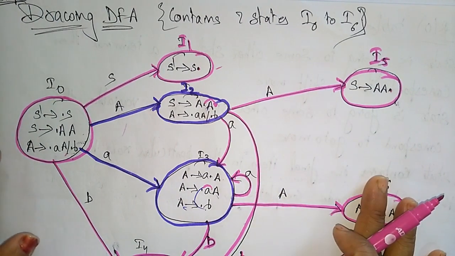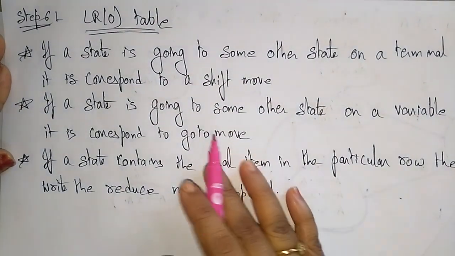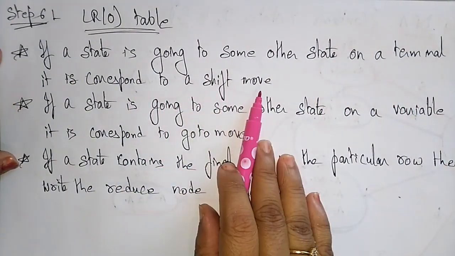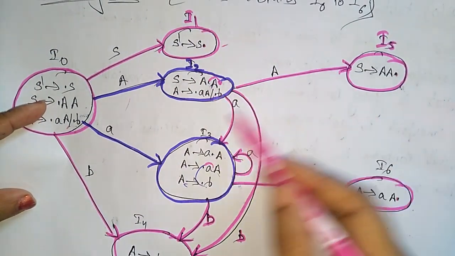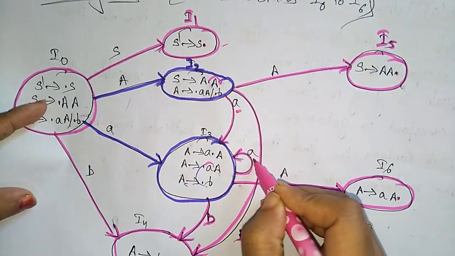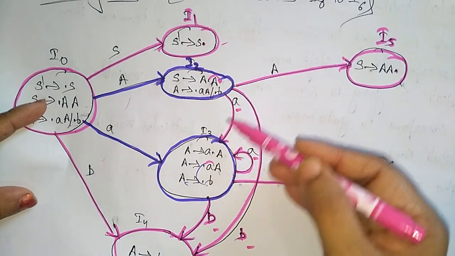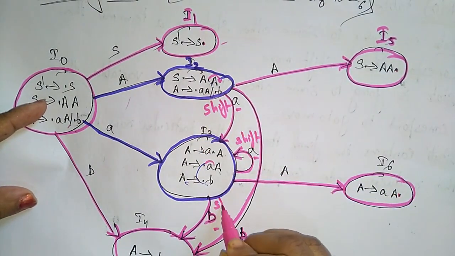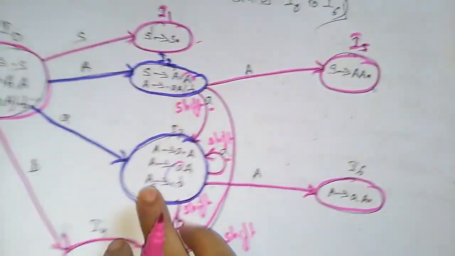Okay, now let's see the next step, the construction of the LR0 parsing table. So in the LR0 parsing table, if a state is going to some other state on a terminal, then it corresponds to a shift move. What it means? The state is going to another state on a terminal. So these are the terminals. If one state is going to another state on terminals, then we call it a shift.